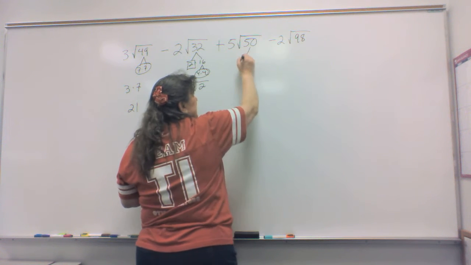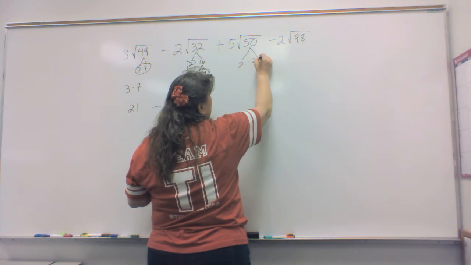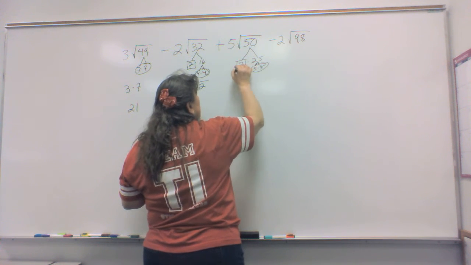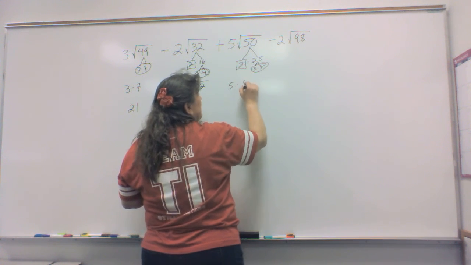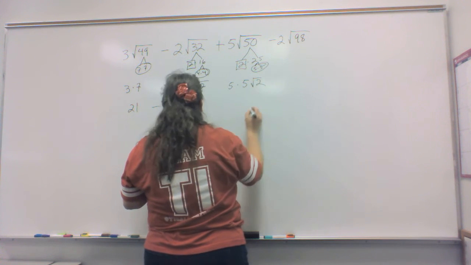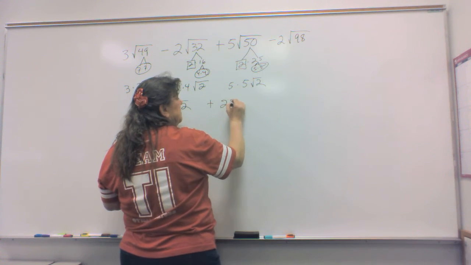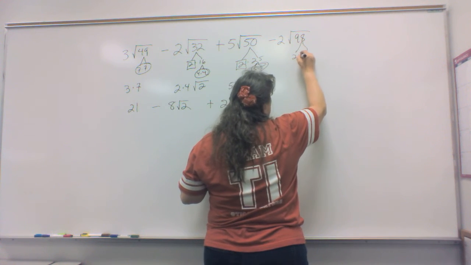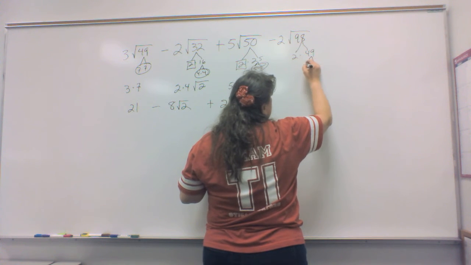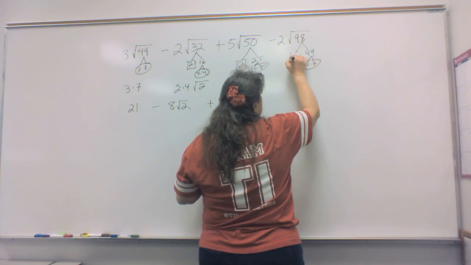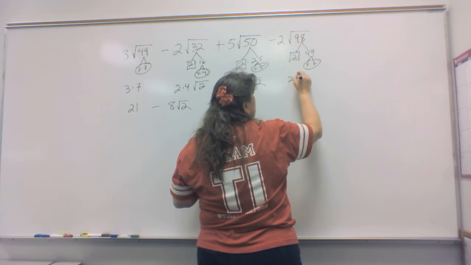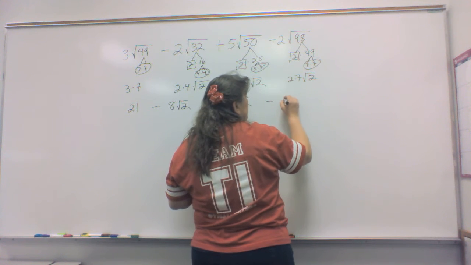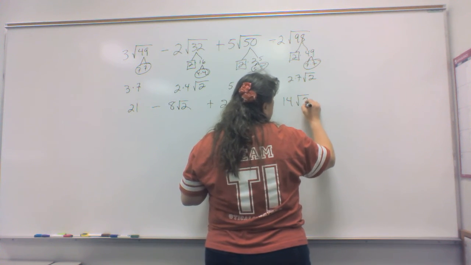Okay? 50. How about 2 times 25? 5 times 5. That gives me 5 times 5 square root of 2, which is plus 25 square root of 2. And 98 is 2 times 49, 7 times 7. So this gives me 2 times 7 times the square root of 2. So I've got minus 14 square root of 2.